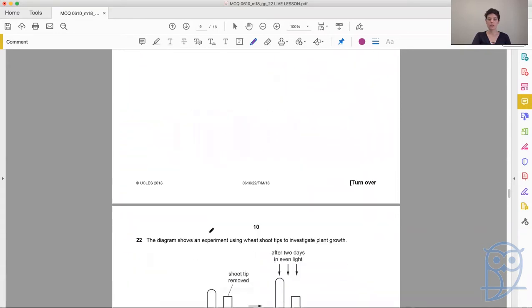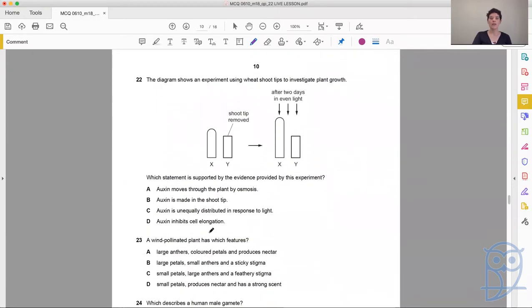So moving on to question 22. The diagram shows an experiment using wheat shoot tips to investigate plant growth. Which statement is supported by the evidence provided by this experiment? So at the beginning, we had plant X and plant Y. We removed the tip of Y. They then had 2 days in even light coming down from the top. And X grew. Y hasn't changed at all. So what statement is supported by the evidence provided by this experiment? Again, not by your knowledge, but of what we can see here.